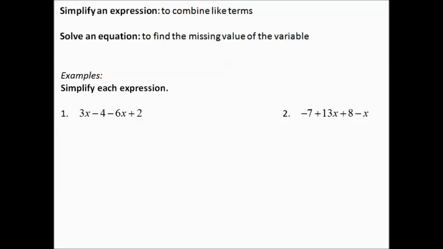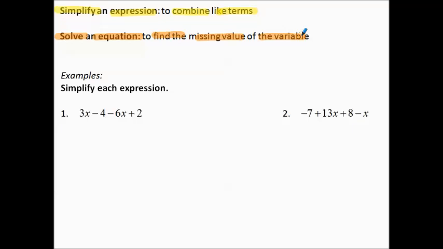We have two different processes that we can approach with. We can simplify an expression, which just means we are going to combine the like terms that we see. So if we have an expression, we're just looking to simplify it and make it into as least amount of terms as we can. We can also solve an equation. Remember, if we have that equal sign, we can find the missing value of the variable. When we have that equals equation, we can find the missing variable.